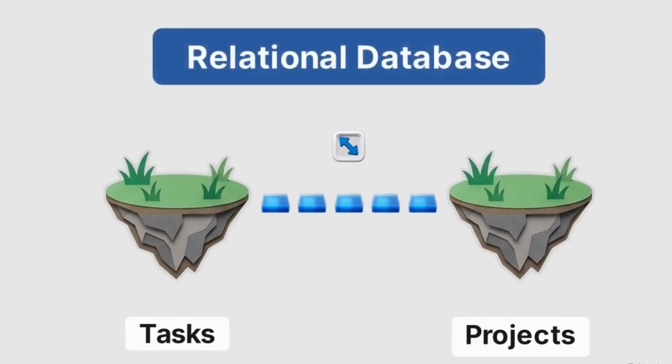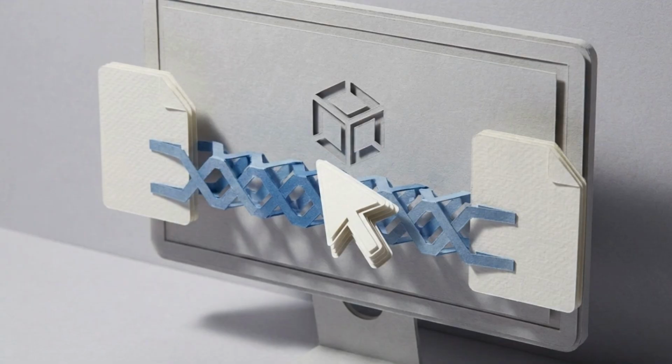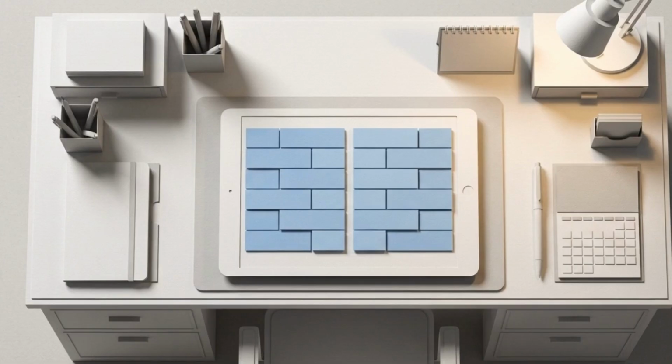In technical terms, this connected structure is called a relational database. This diagram shows exactly how it works. A relational database is simply a set of lists that have been given the ability to talk to each other. In Notion, building this bridge is a straightforward process that doesn't require any coding or advanced technical skills. This single concept is the key to building a workspace that stays in sync automatically.